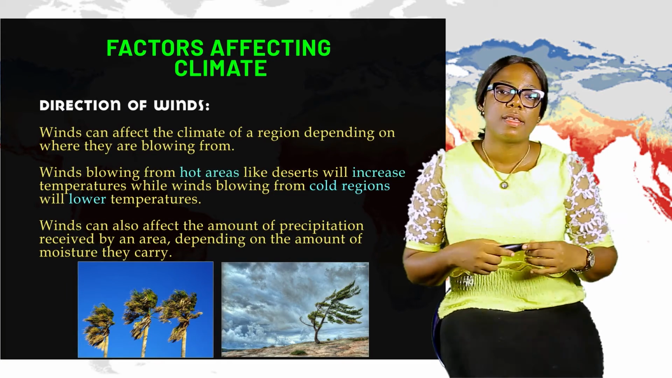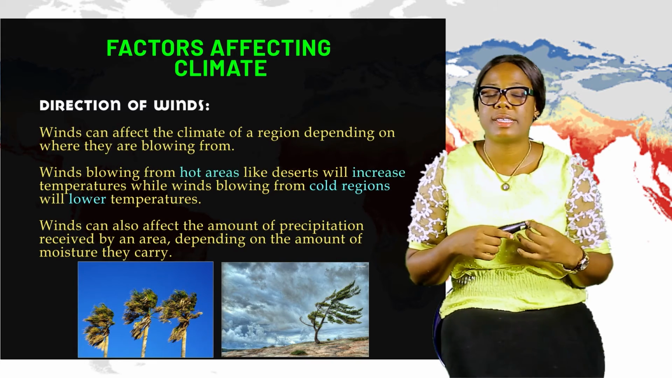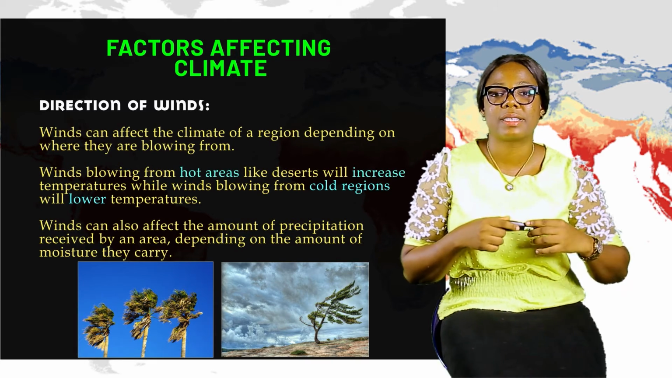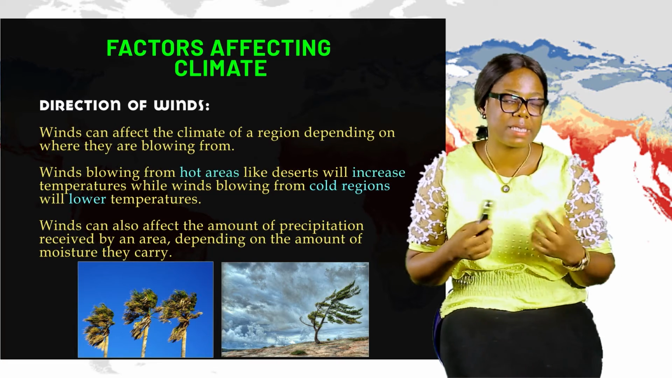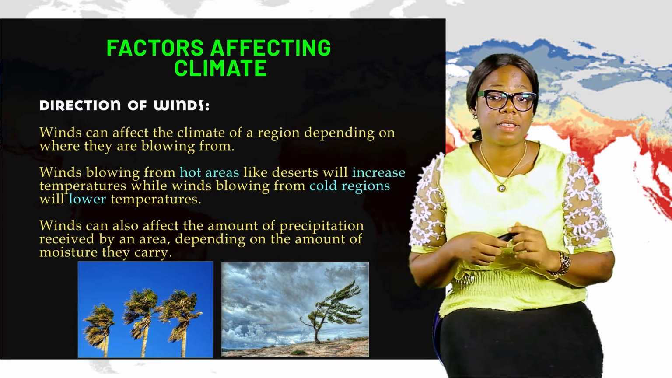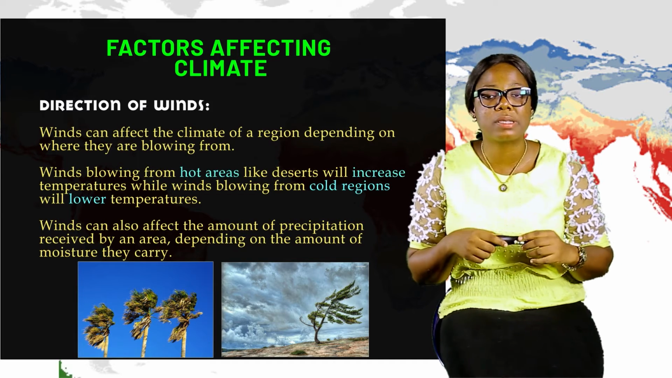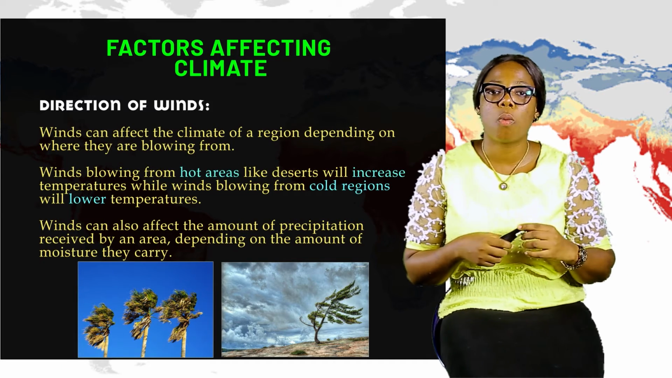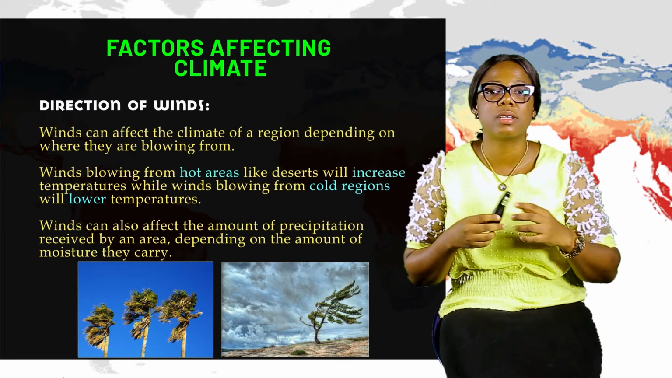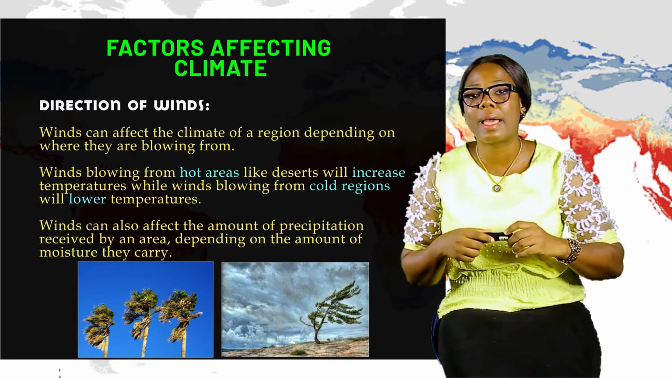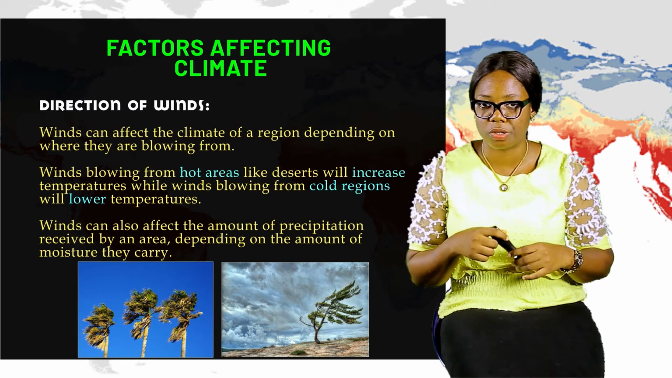Direction of wind. The direction of prevailing wind blowing into an area determines the kind of climate that area will have. Winds blowing from hot areas like deserts that have high temperature will definitely increase the temperatures of regions it is blowing into, while winds blowing from the ocean and cold areas will also lead to cooler climates of the regions the winds are blowing towards.